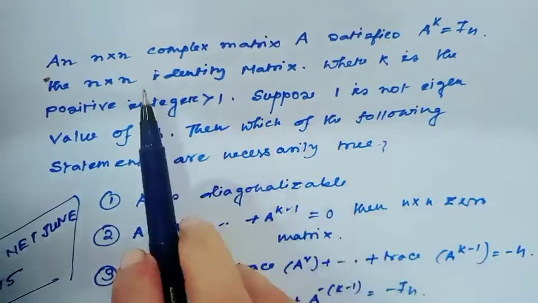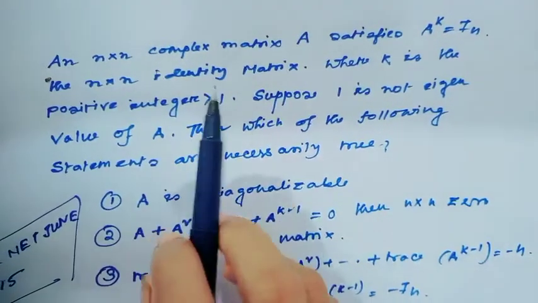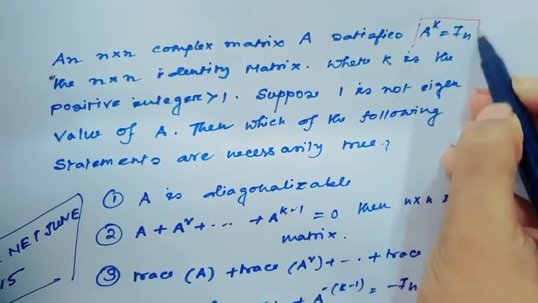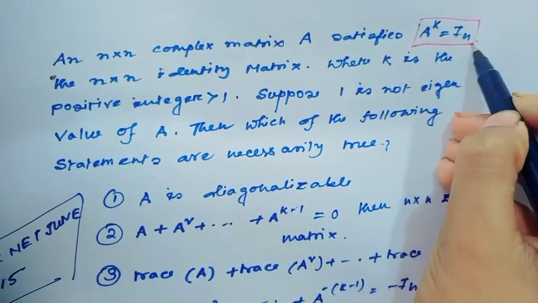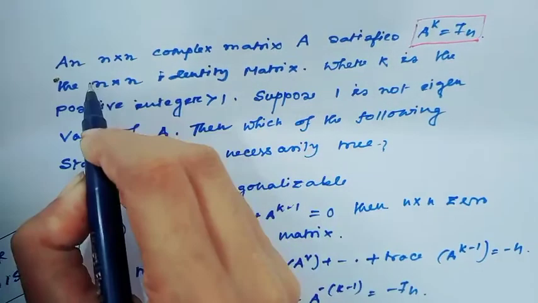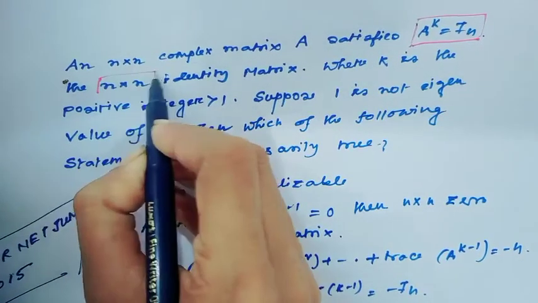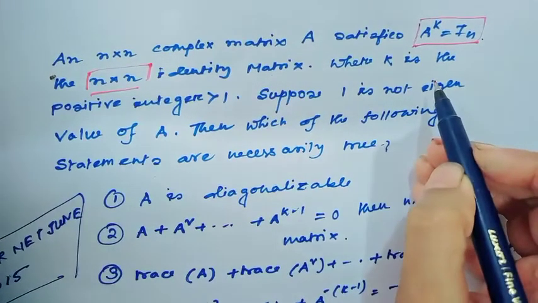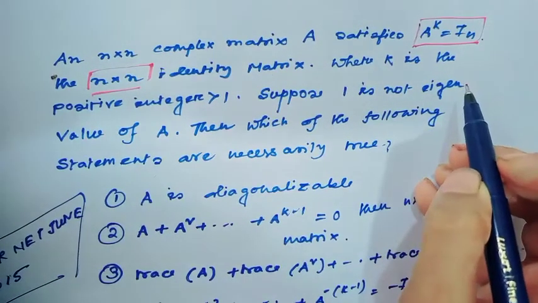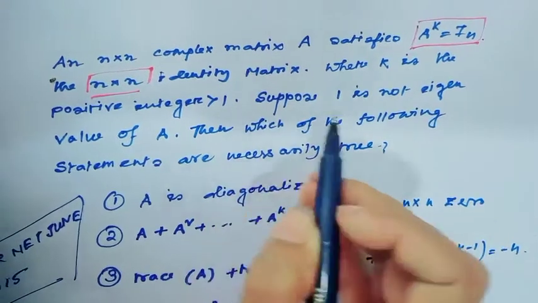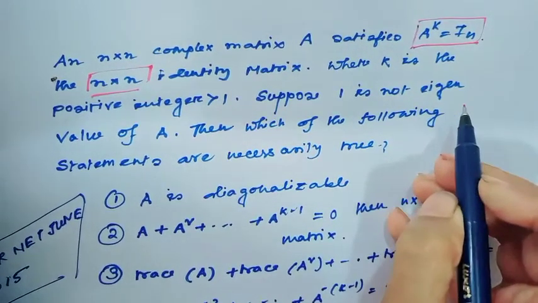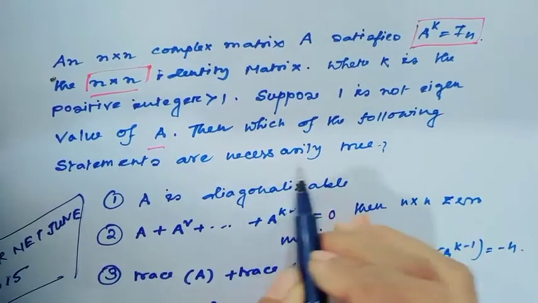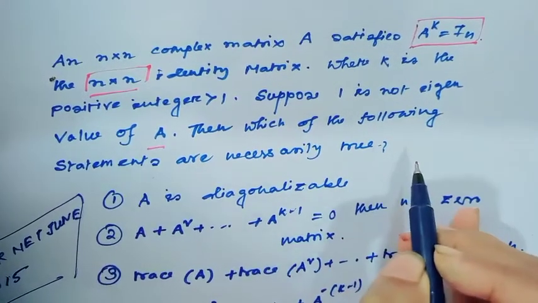First question. Consider A, an n cross n matrix which satisfies A to the power k equal to I_n, where I is the n cross n identity matrix, and k is a positive integer greater than 1. Suppose 1 is not an eigenvalue of the matrix A. Then which of the following statements are necessarily true?